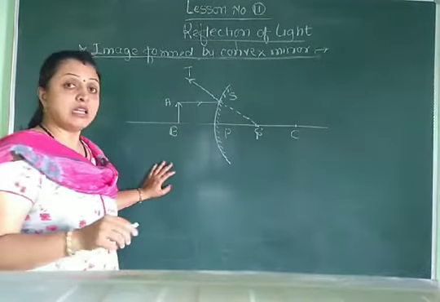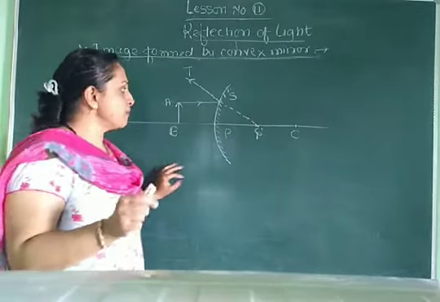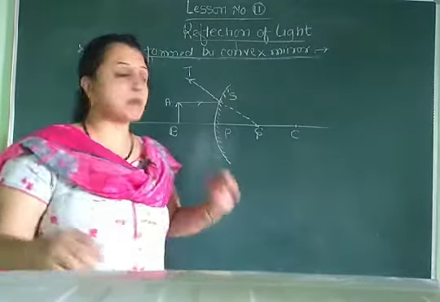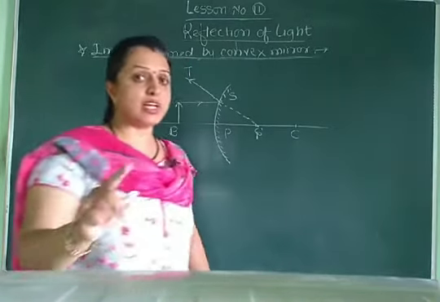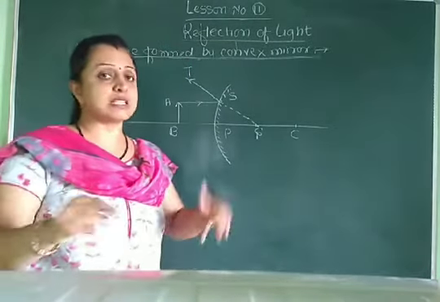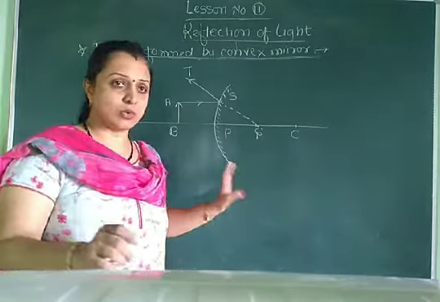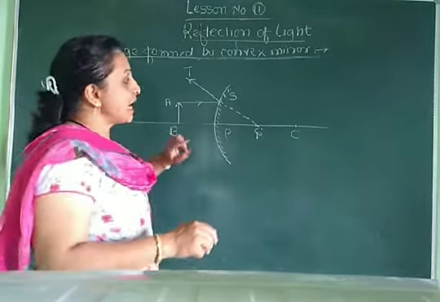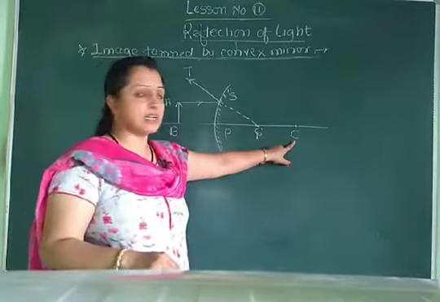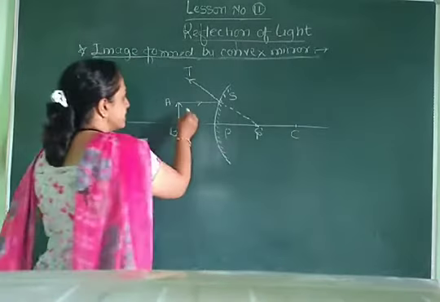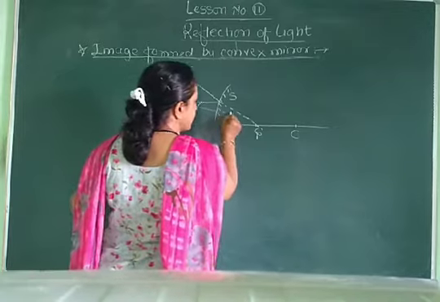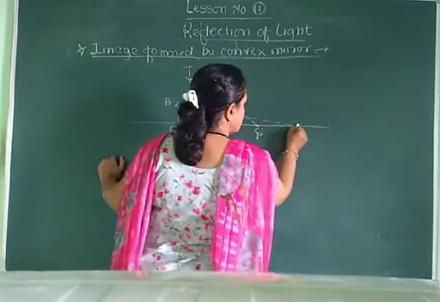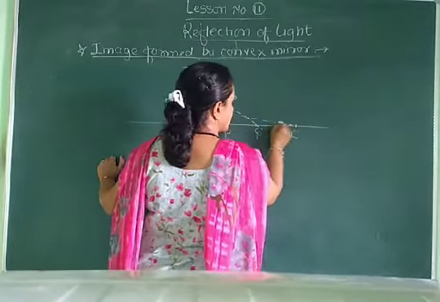Now what is the last rule? If the incident ray is passing through the center of curvature, then after reflection the ray will move along the same path but in the backward direction. So we consider another ray which is passing through the center of curvature. Now let us consider this is the second ray, which meets the center of curvature.